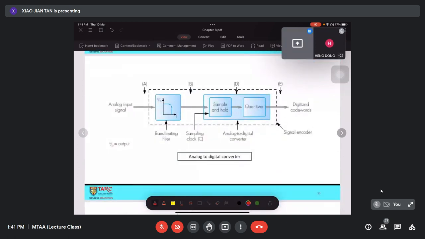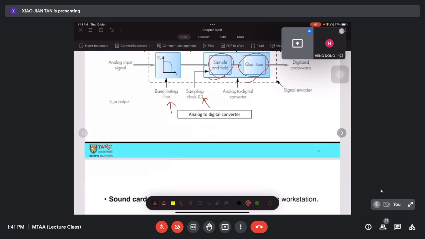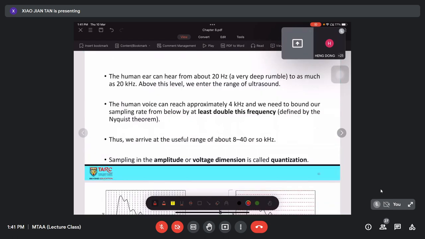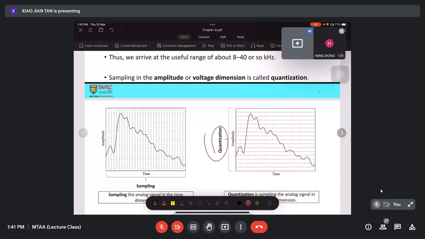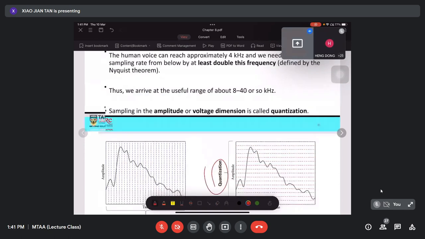So this is the analog to digital converter. You have your band limiting filter. The band limiting filter is actually to limit a specific bandwidth. We only want to perform mining for a specific range of data. We don't want everything to be included. Later on, you have a sampling clock, and the sampling is held and quantized. Quantization will be mentioned later on.